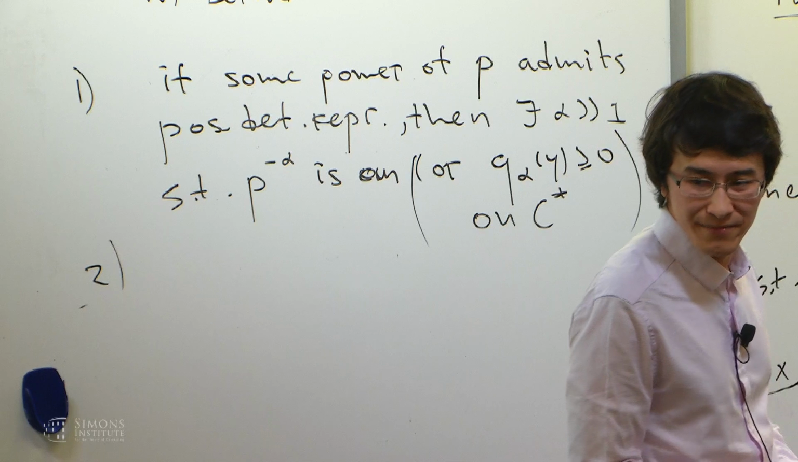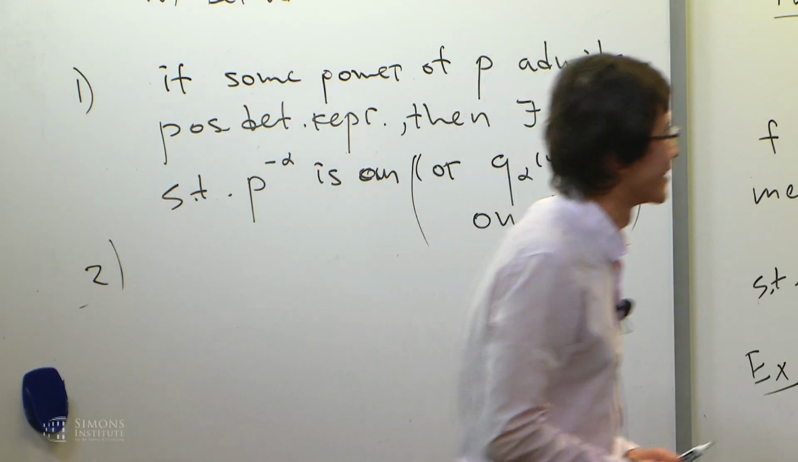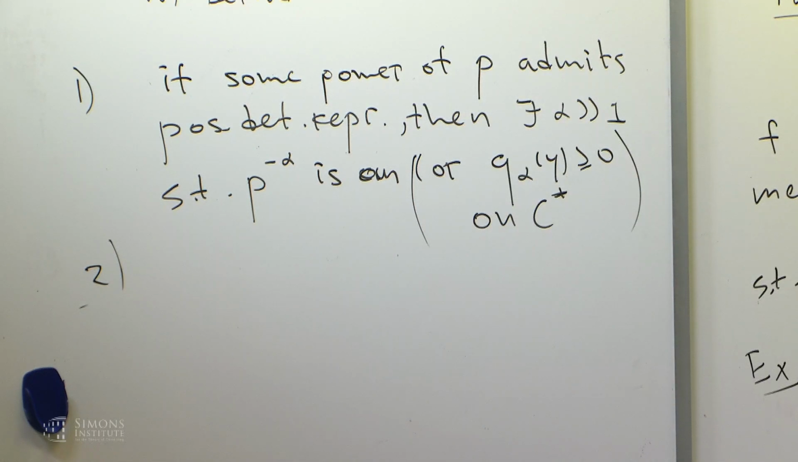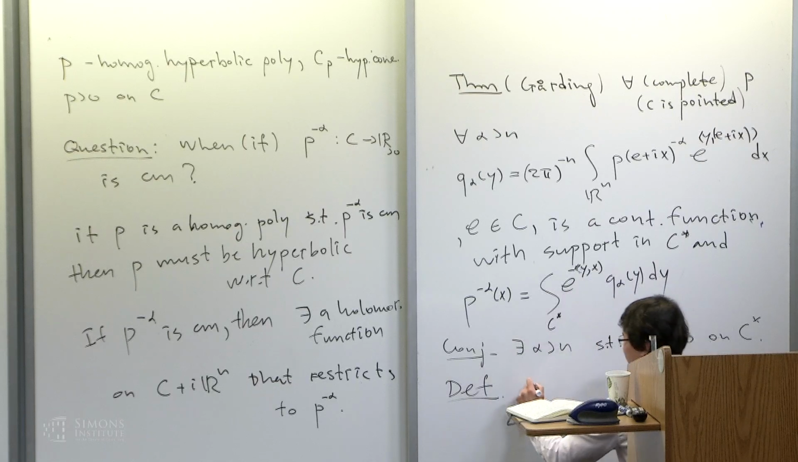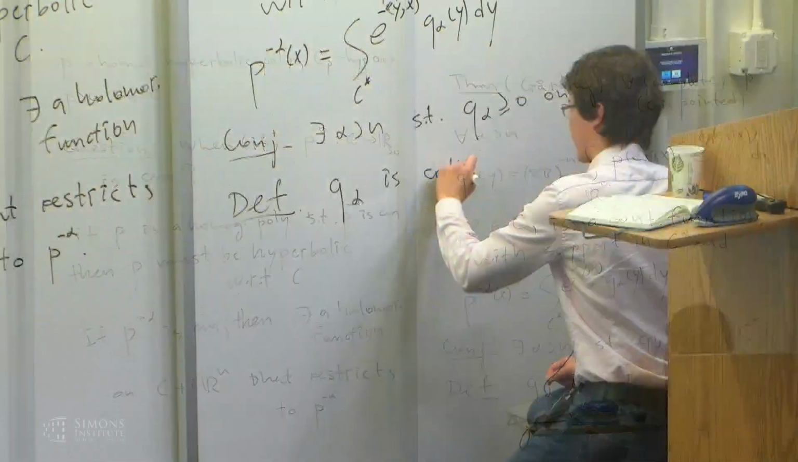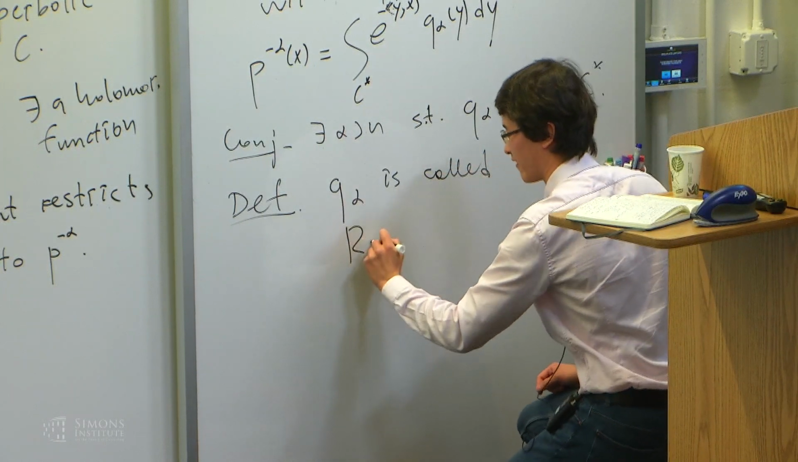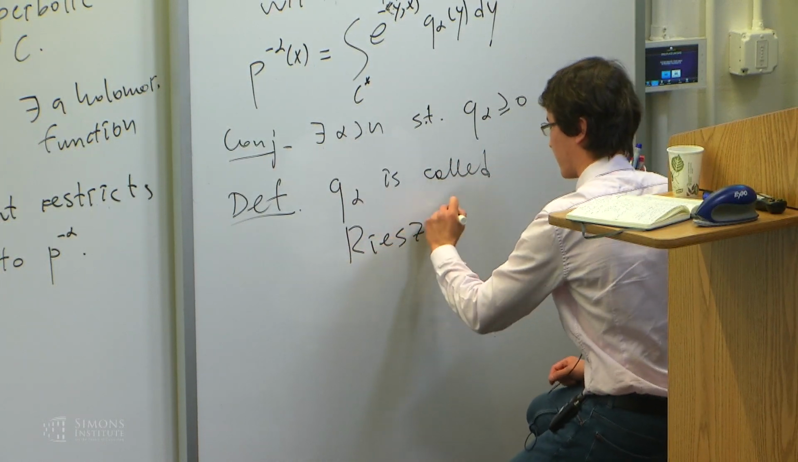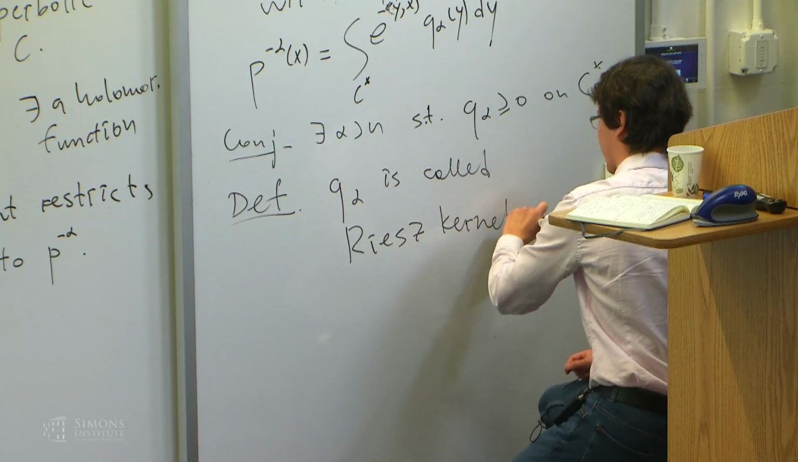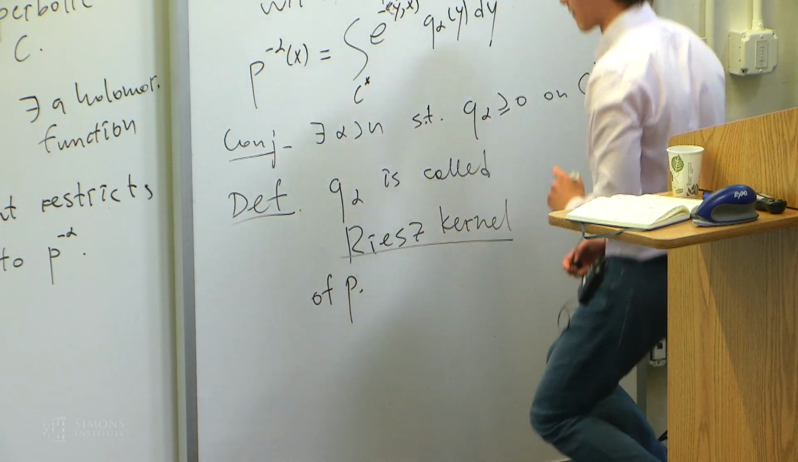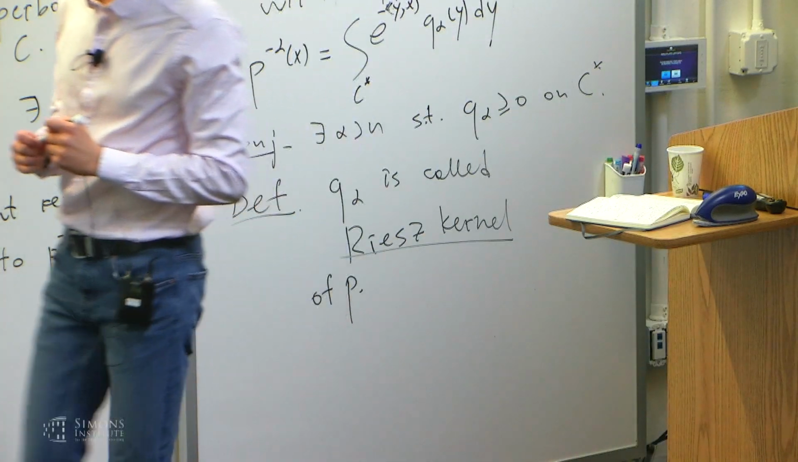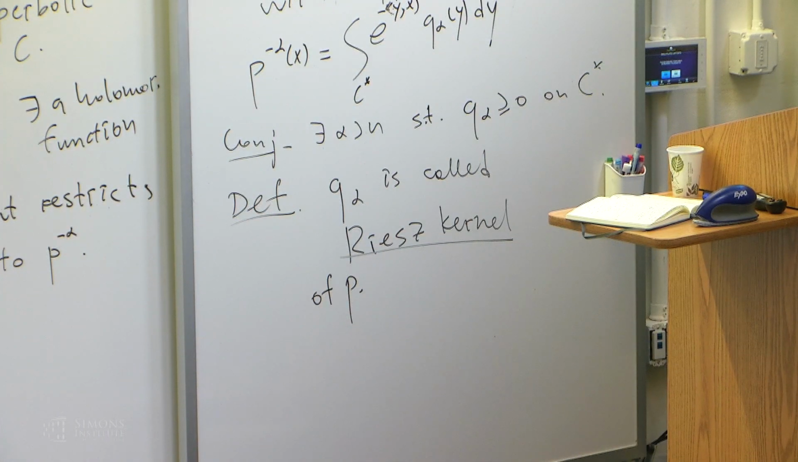You want to say that Q is called the Riesz kernel? Oh, sorry. Okay. So, the definition, which is actually in the Q alpha, is called the Riesz kernel of P. Okay, so the answer is not known, right?